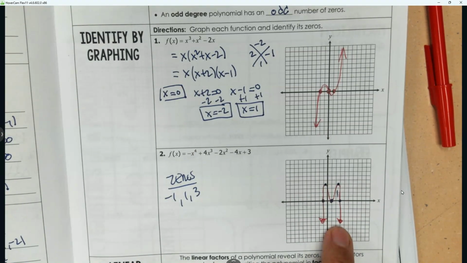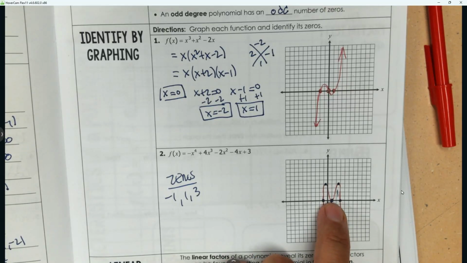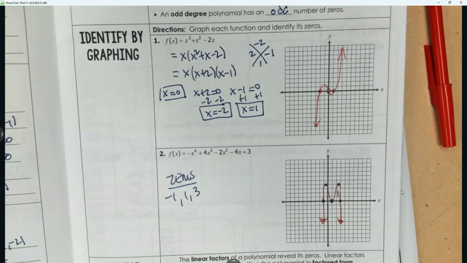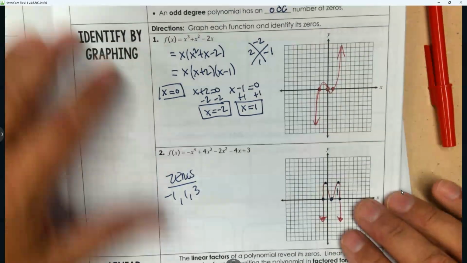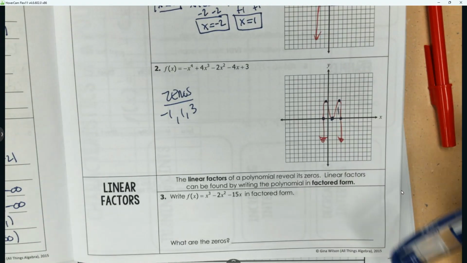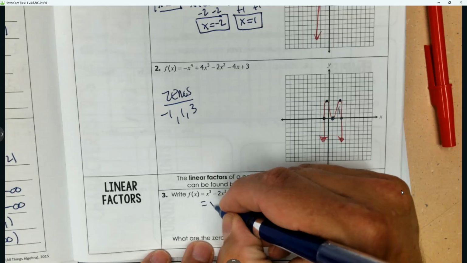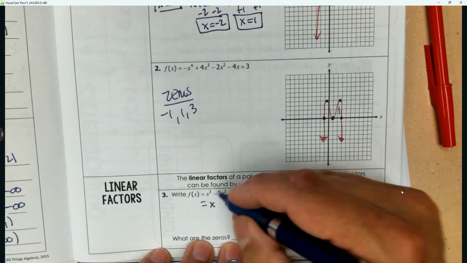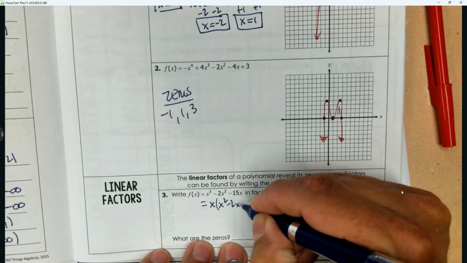So this is what it looks like, but I'm focused on where it is crossing or touching the x-axis from the graph: -1, +1, and 3. All right, linear factors of a polynomial are what you get when you factor it out, like what I did above. If I factor this, each term has an x, so I'm going to factor out an x first.